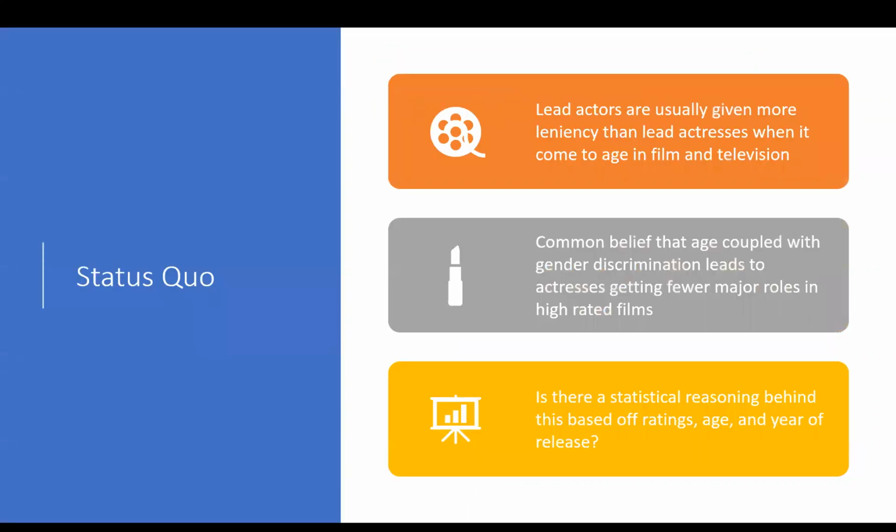Now, the status quo, as I see it now, is lead actors are usually given a lot more leniency than lead actresses when it comes to age in film and television. The common belief is that age, coupled with gender discrimination, leads to actresses getting fewer major roles in higher rated films. Now, this leads to my hypothesis, which is: is there a statistical reasoning behind this based off of ratings, age, and the year of a movie's release?